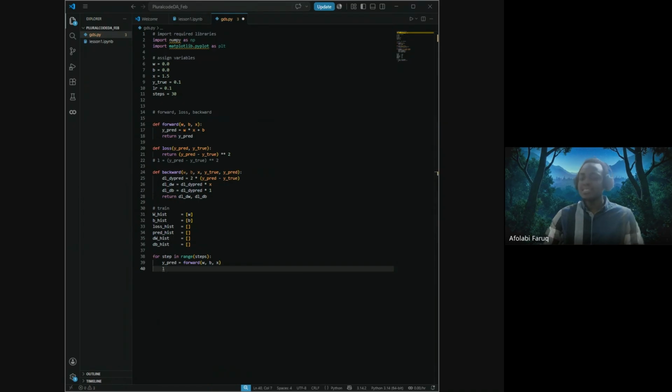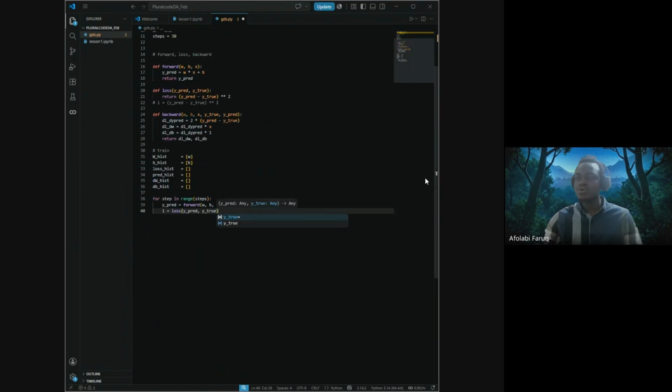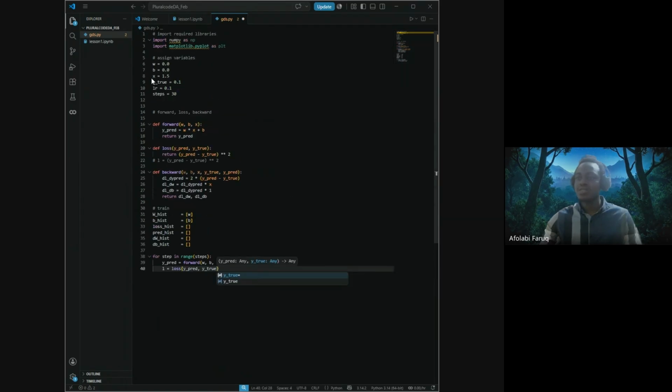Then the next thing is the loss. What do we pass into loss? Y prediction, which is what we got earlier, and Y true. The Y true is what we've assigned up here. Look at the Y true here, 0.1. So that's what we've assigned there. So that's the output prediction and loss.